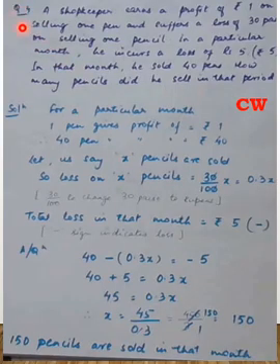Question number 4 says, a shopkeeper earns a profit of rupees 1 on selling 1 pen and suffers a loss of 30 paise on selling 1 pencil. In a particular month, he incurs a loss of rupees 5. In that month, he sold 40 pens. How many pencils did he sell in that period?